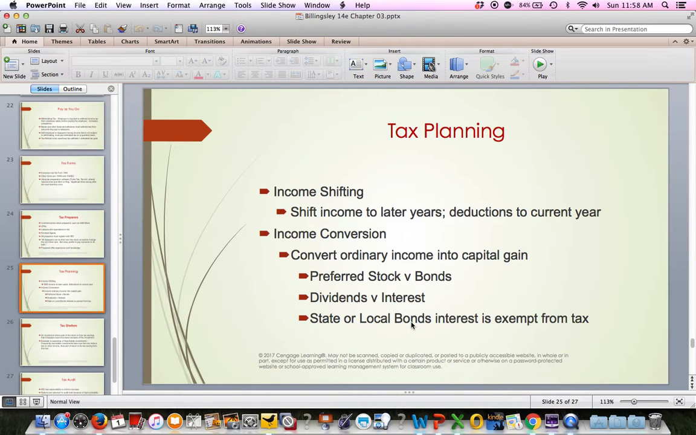Shifting income to later years, deductions to current year, income conversion, convert ordinary income into capital gain, different types of investments that you can do to help you do that. Dividends versus interest, what's taxable at what rates, state and local bonds, which are not taxed. So somebody who is well versed on tax strategy can definitely help you and guide you towards the certain investments that will result in less tax now and maybe push that off into future years potentially.